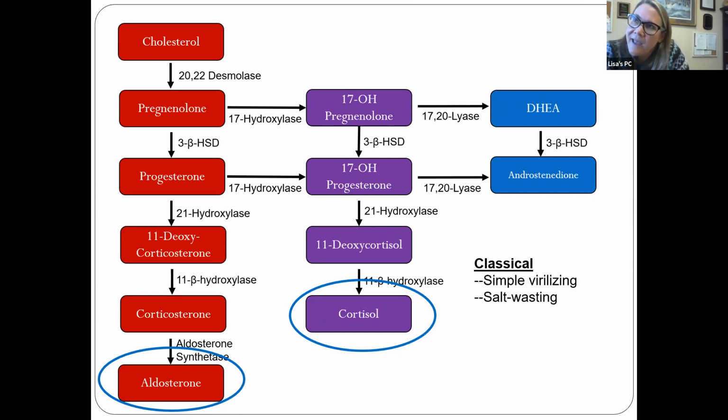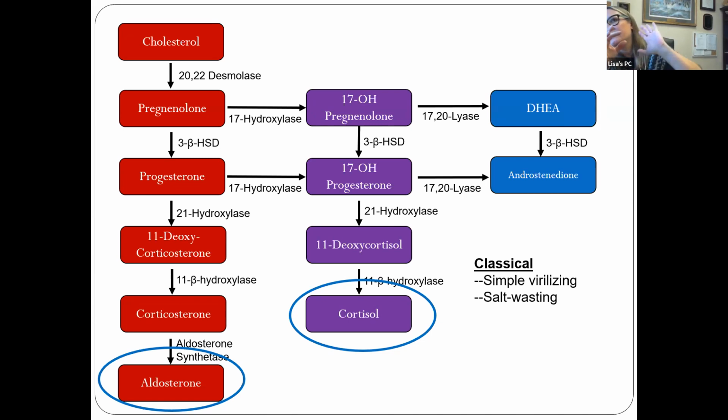And so on a test, if they gave you a clinical vignette that just looked like CAH and they said, what's the most likely diagnosis? The answer is going to be a 21-hydroxylase deficiency. But if they gave you that same clinical vignette and the baby was hypertensive and they said, what's the most likely diagnosis? The answer is going to be an 11-beta hydroxylase deficiency. So I hope that makes sense.